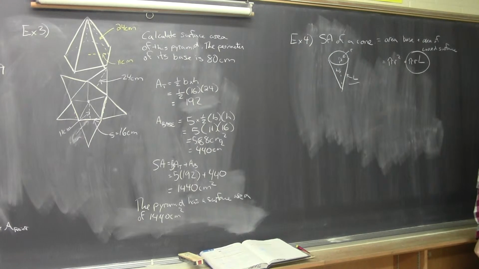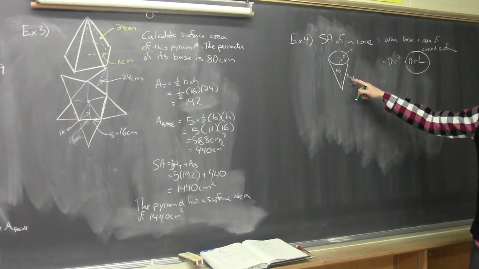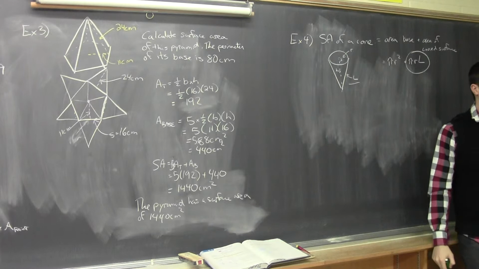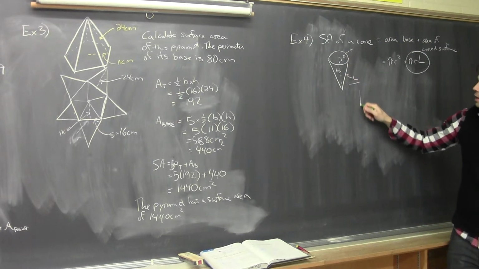Okay, Matthew? For which one? You probably have to calculate it using the radius and the height. Yeah, see that would make a triangle like this?